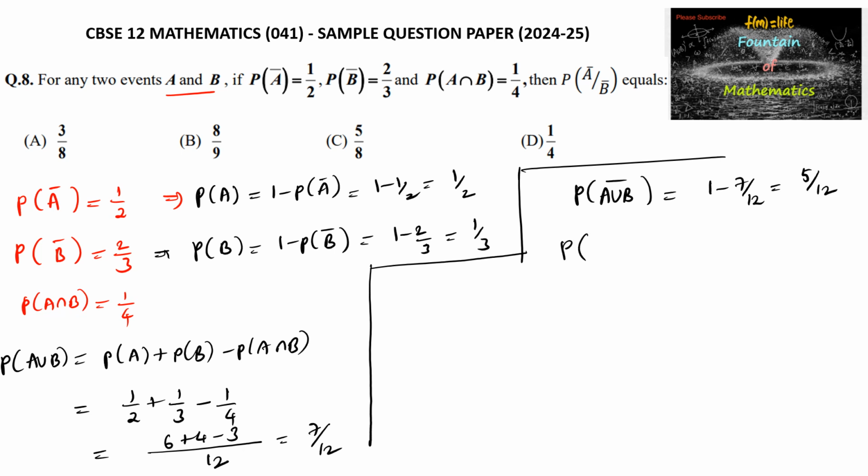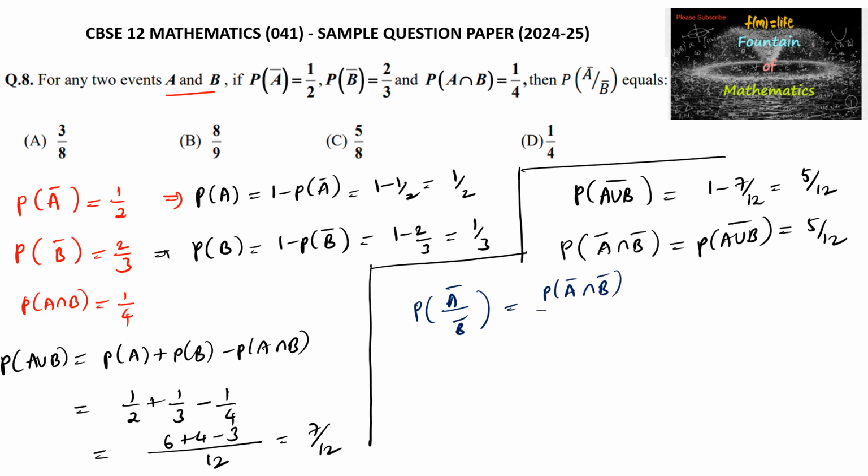And by De Morgan's law, we can also write P of A complement intersection B complement is equal to P of (A union B) whole complement, which is equal to 5 by 12. Now by using the formula P of A bar given B bar is equal to P of A bar intersection B bar divided by P of B bar, which is 5 by 12 divided by P of B bar, which is 2 by 3, or we can write 5 by 12 into 3 upon 2.